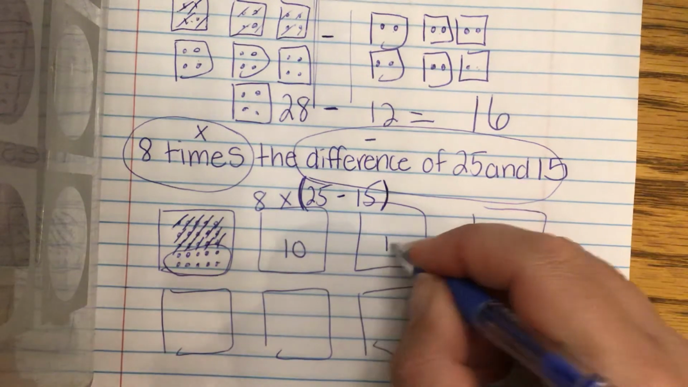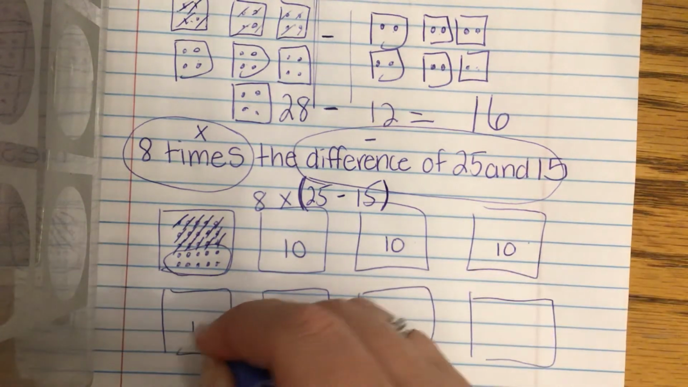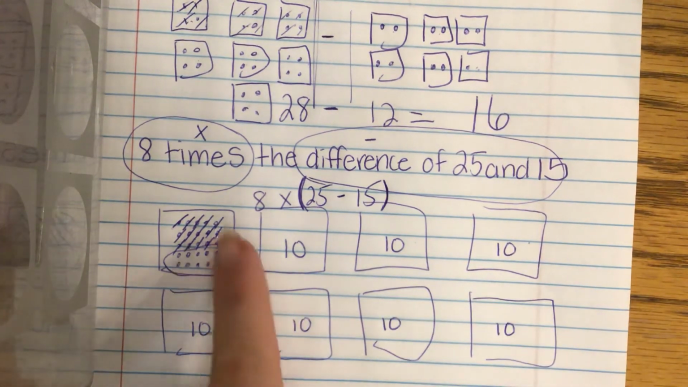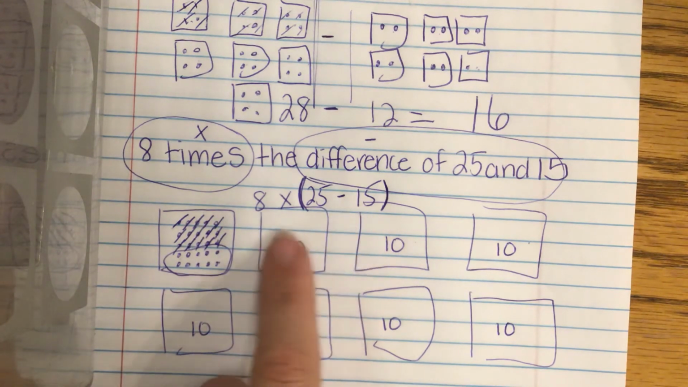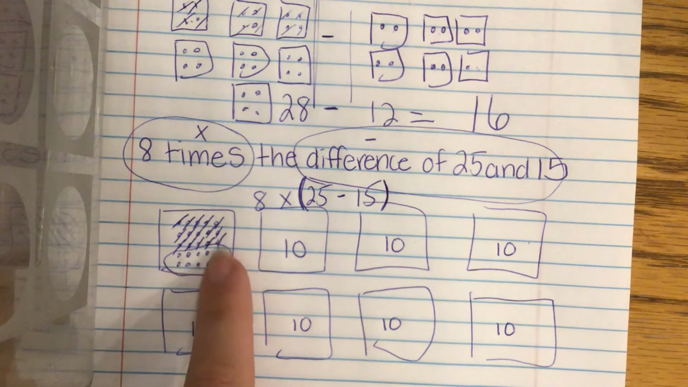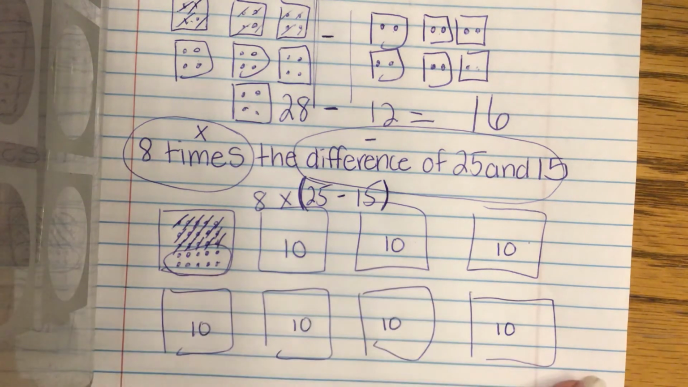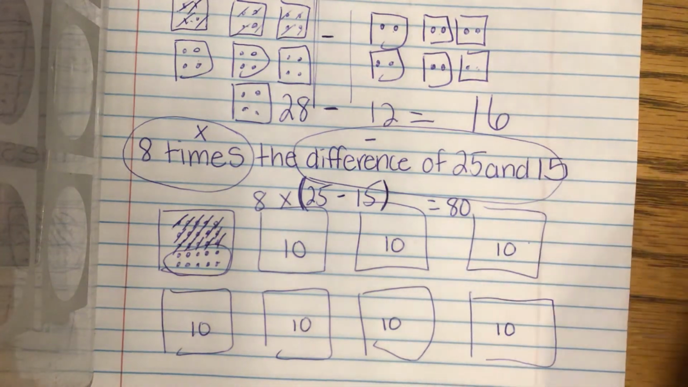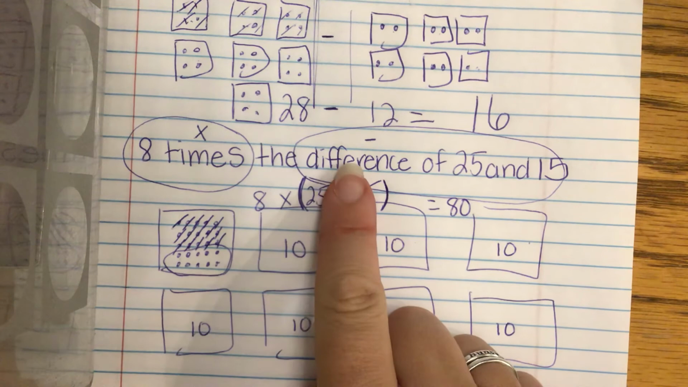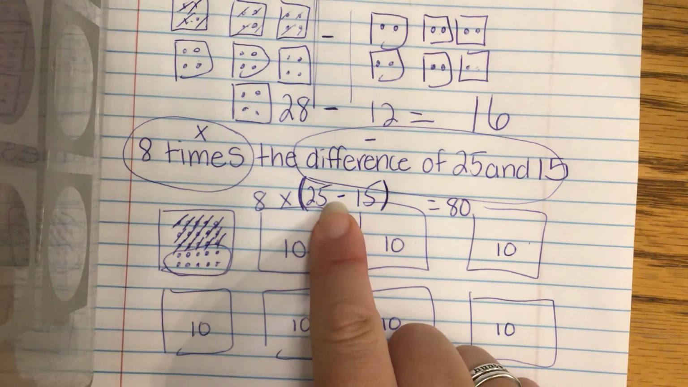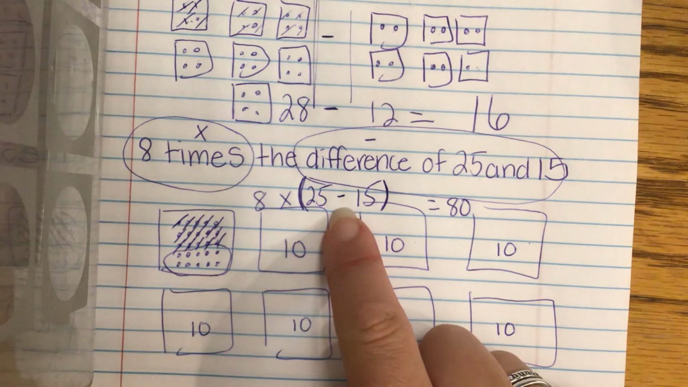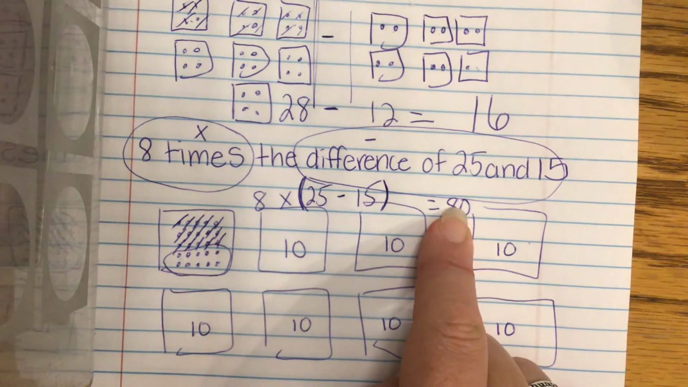So I had 10, 10, 10, 10, 10, 10, and 10, right? Because I took the difference between 25 and 15. That means subtract. What was the difference between those two groups? 10. There's 10 in each box. So my answer here is 80. So what I'm trying to do is make sense of the words, put it into an expression. It's not an equation because there's no equal sign. And what I do with these is I simplify them till I get one answer.